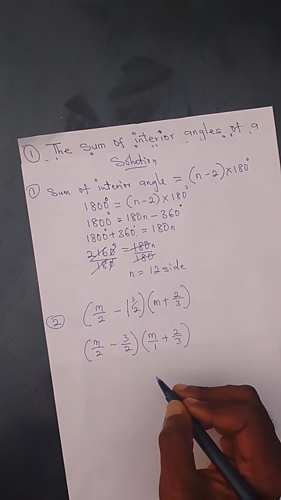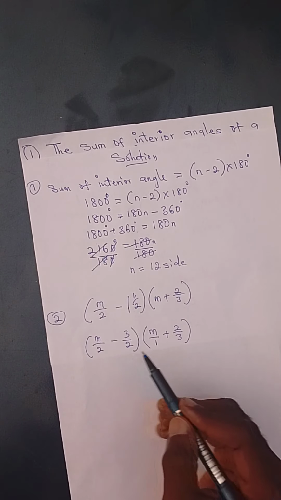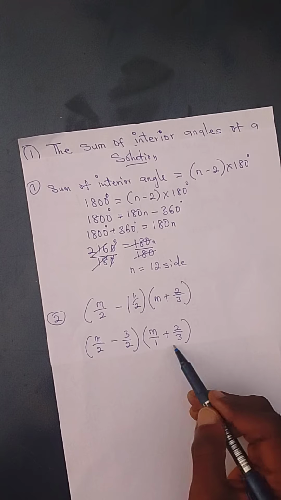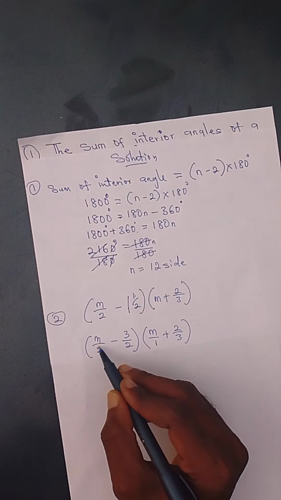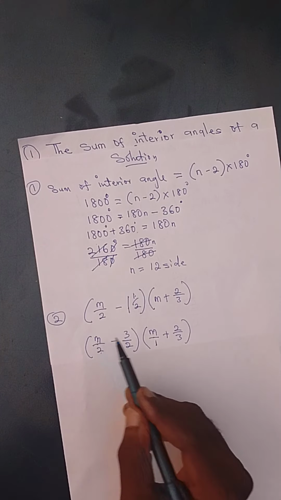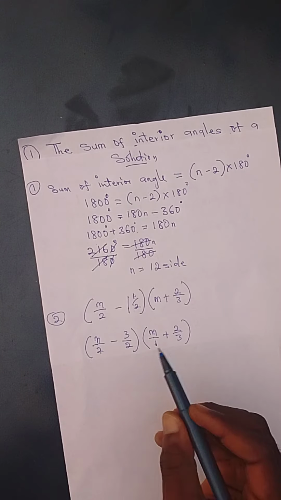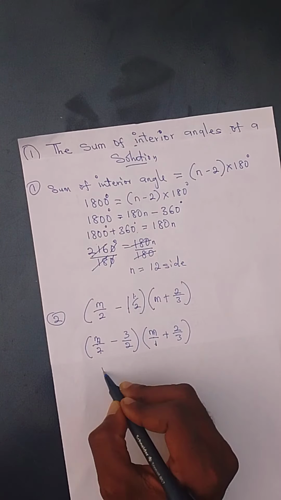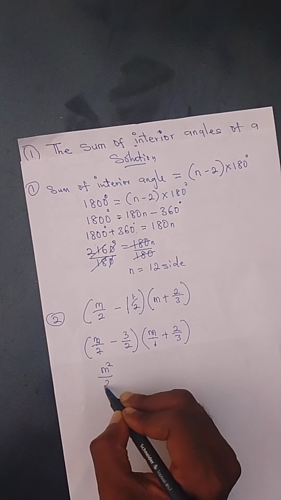So now we are going to open this bracket by using what we have inside this first bracket to multiply by what we have inside the second bracket. So here we go. m all over 2 times m all over 1. Just multiply the numerator by the numerator, the denominator by the denominator. So m times m, that will give us m squared all over 2 times 1, that is 2.